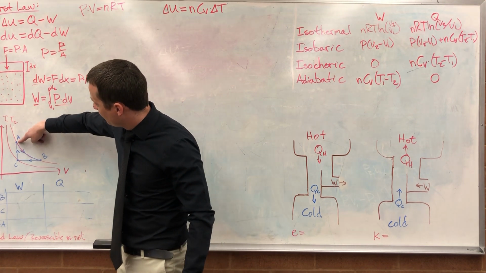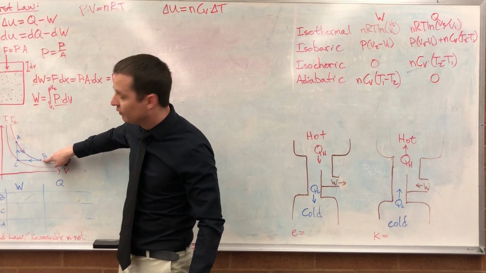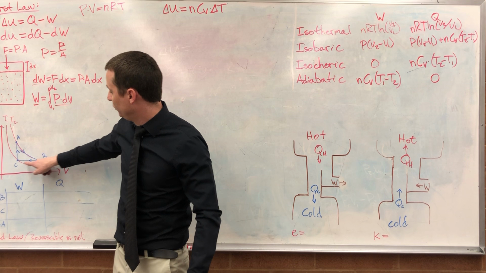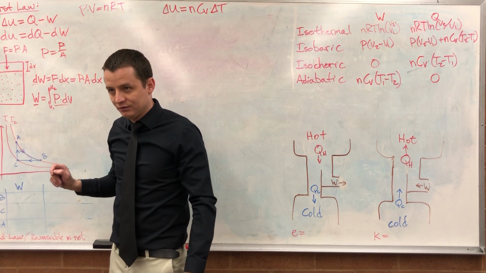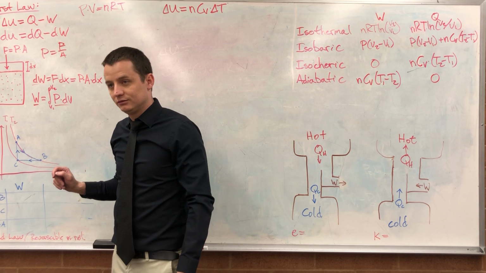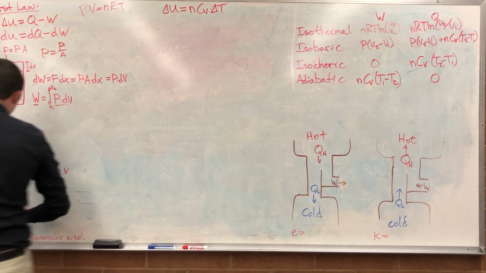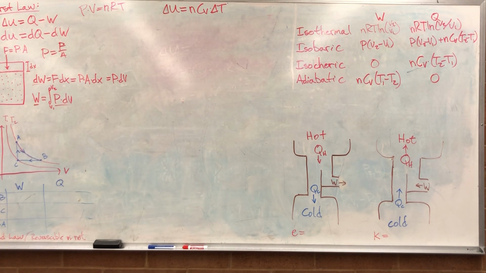It's going to start at A. It's going to isothermally move to B. It's going to isobarically move to C. And then it's going to isochorically move to A. So we're going to calculate the work done in each case and then the heat added in each case.